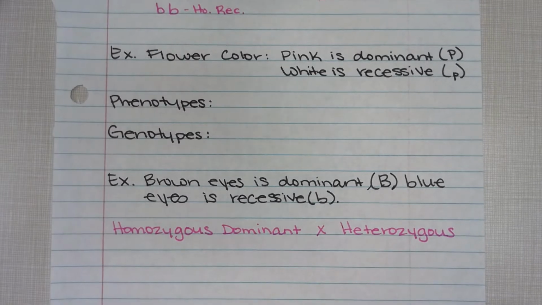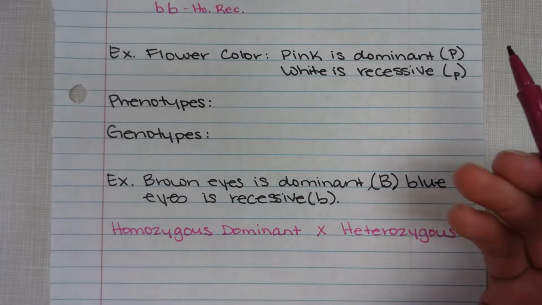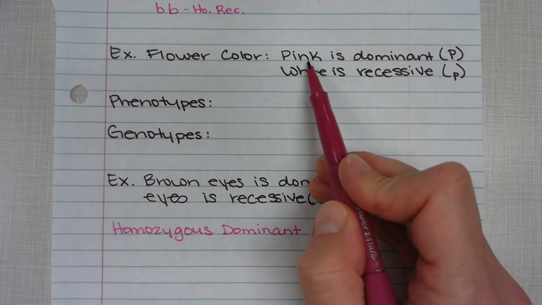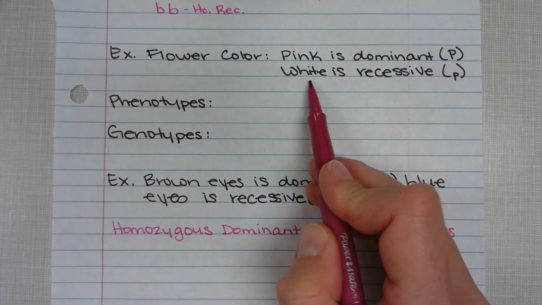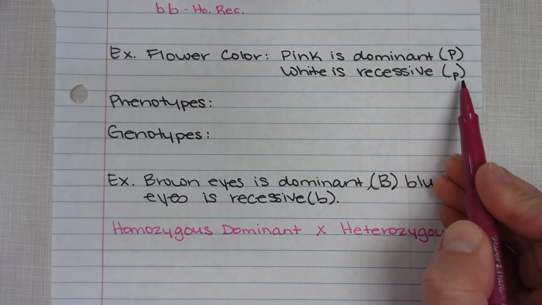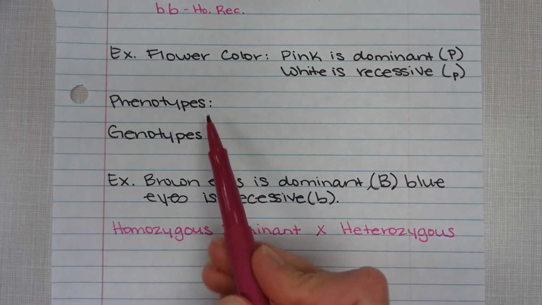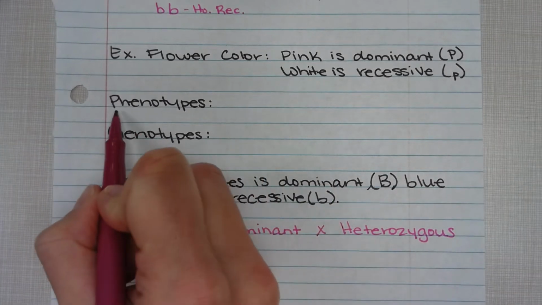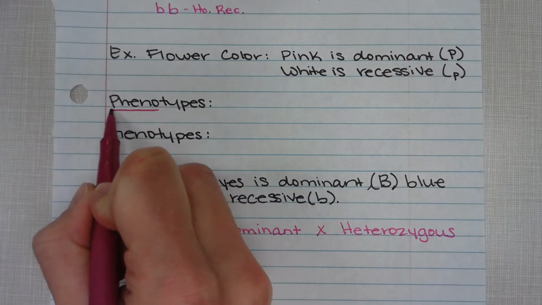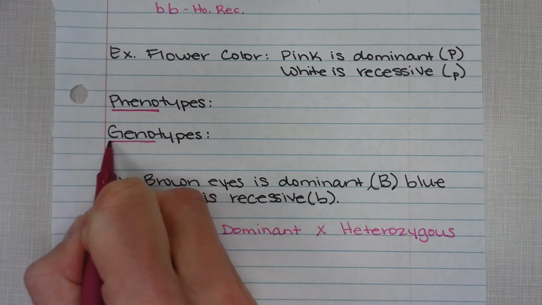Moving on to a couple examples. So if we're looking at flower color in a plant, and we are given the information that pink flowers are dominant, capital P, white flowers are recessive, lowercase p. If that's the information we're given and we're asked to find phenotypes and genotypes, remember that phenotypes are the physical trait. It's what you're seeing. Genotype are the letter combinations.